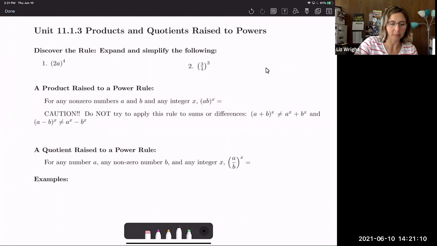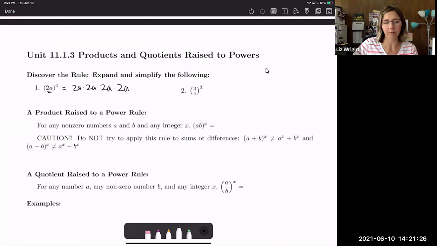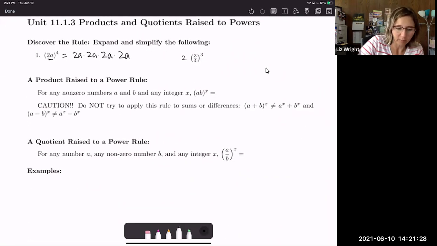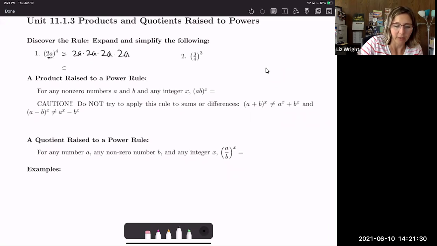Expand and simplify the following. So here it says take 2a and we're raising it to the fourth power. So that's going to be 2a times 2a times 2a times 2a. And then based on what we were doing really just up here, we are going to say, well, how many 2's do I have? I've got 1, 2, 3, 4 of them, and they're all being multiplied. So it's going to be 2 to the fourth.